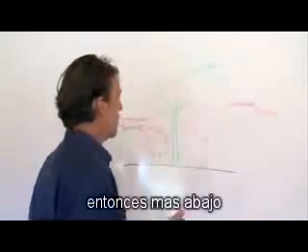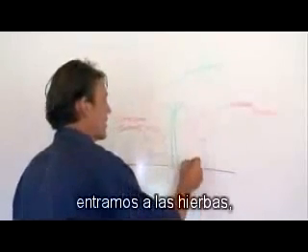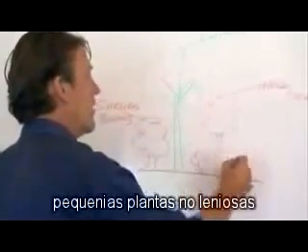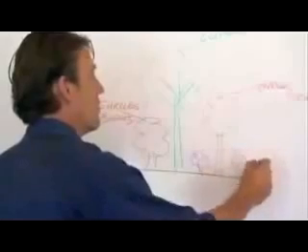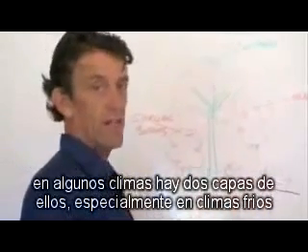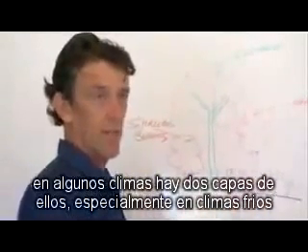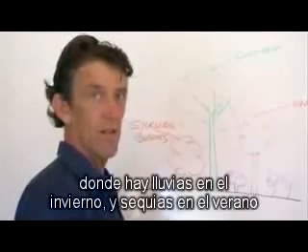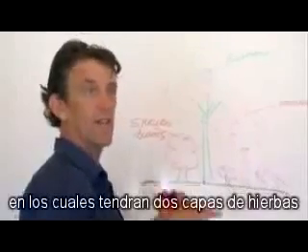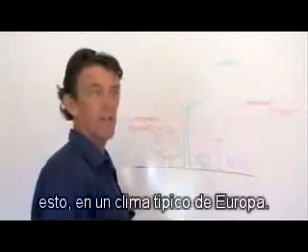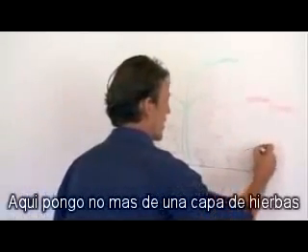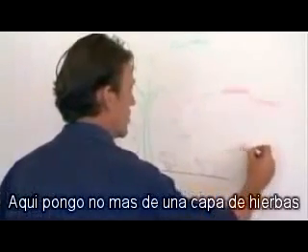Then lower down we end up getting into herbaceous plants, little plants that don't have any wood. In some climates there's two layers of these, especially the cold climates. The cold temperate climates that have winter rain and summer dry, they can have two layers of herbs, the typical European climate. But we'll just put it in as one layer. So you have the herbs.